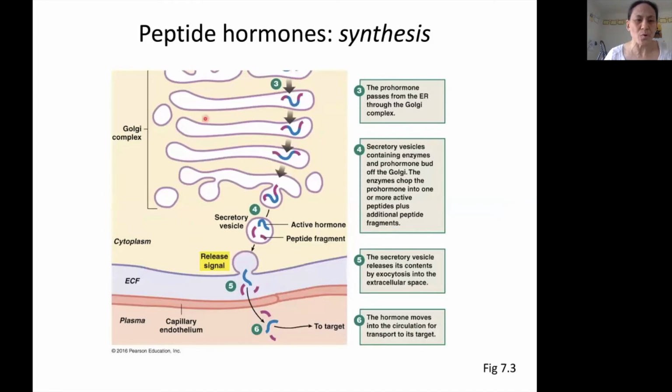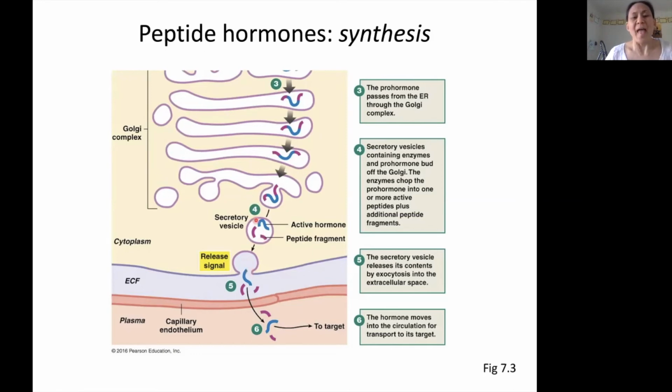It's going to go through the Golgi complex. You can see the label right here. Okay, it's going to go through, and then finally, it's going to end up in a secretory vesicle. Okay, that secretory vesicle is going to wait for a signal from the outside to tell it to fuse with the membrane in order to secrete that hormone out into the extracellular fluid.